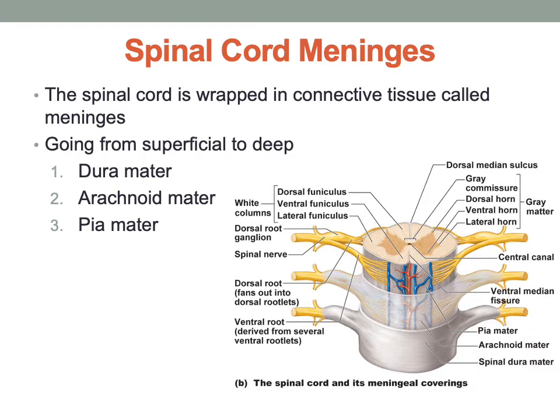The spinal cord is wrapped in connective tissue called meninges. It has 3 layers going from superficial to deep. You have the dura mater, which is the strongest, toughest layer, and it gets its name because dura means tough, mater means mother, so it's the tough mother. Arachnoid mater is the middle layer, and it gets its name because it will help form a structure called trabeculae that look like little spider webs, and so it got its name arachnoid, spider, for spider mother. And then pia mater is the innermost layer that's very delicate and tender, and pia means tender, and so it is called the tender mother.